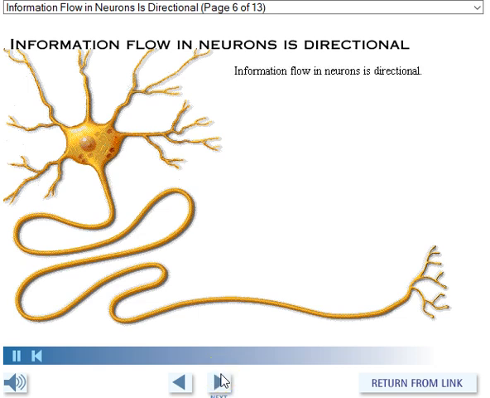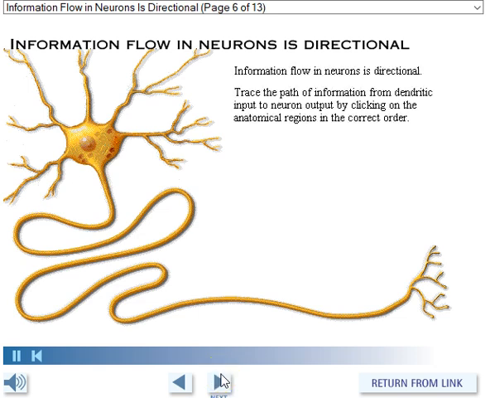Information flow in neurons is directional. Drawing on what you've learned so far about neuron structure and function, trace the path of information from dendritic input to neuron output by clicking on the three anatomical regions in the correct order.